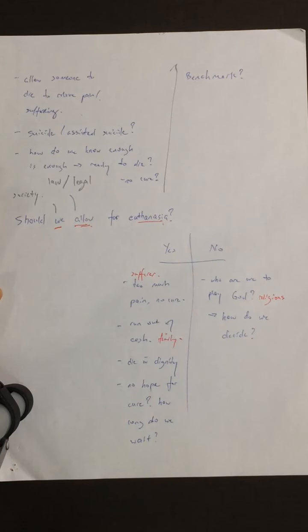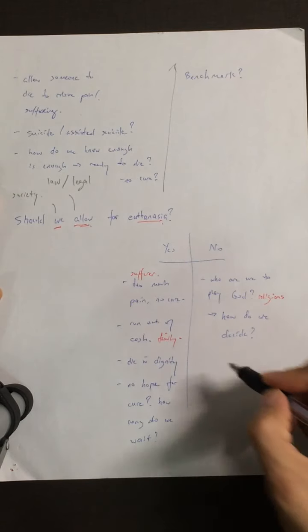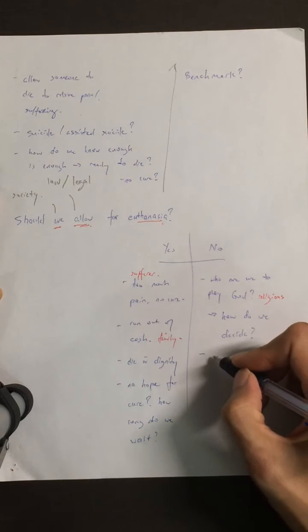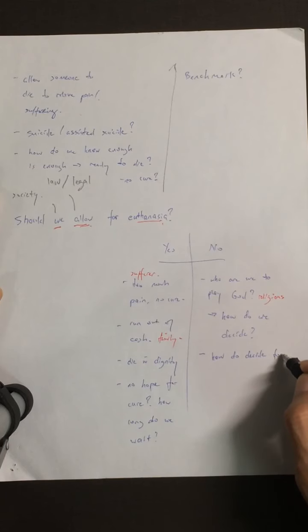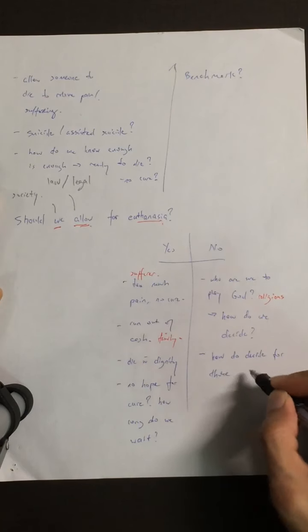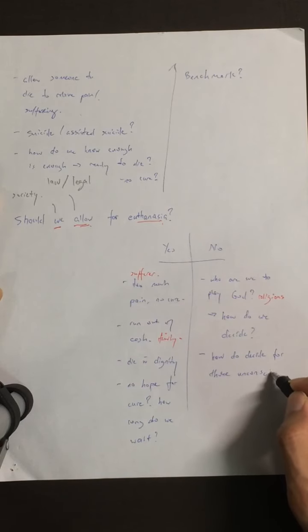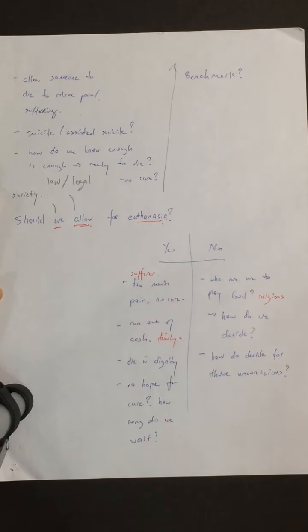And what is another common argument against euthanasia? In this case, this will be for people who are conscious. How about those who are unconscious? For example, those in a coma. How do we decide for them?